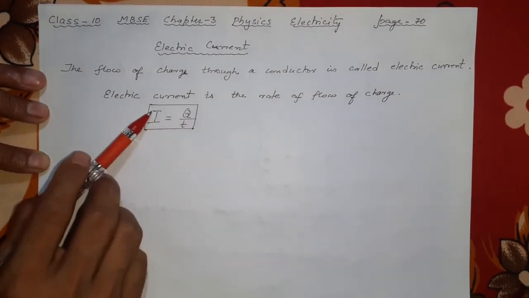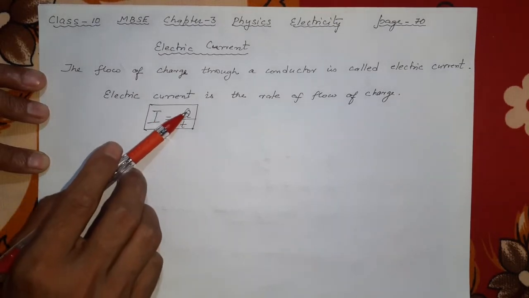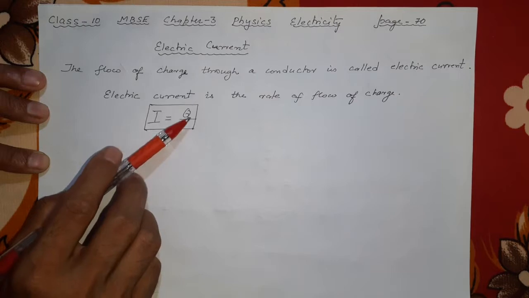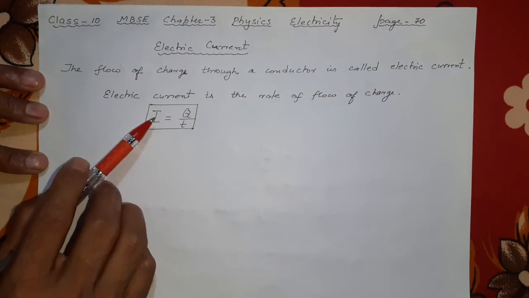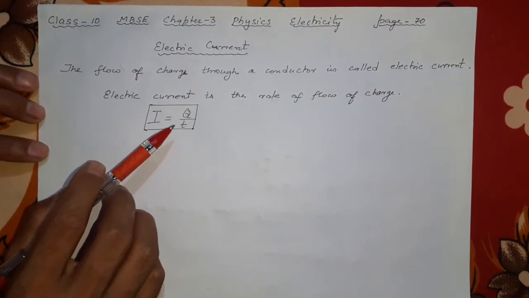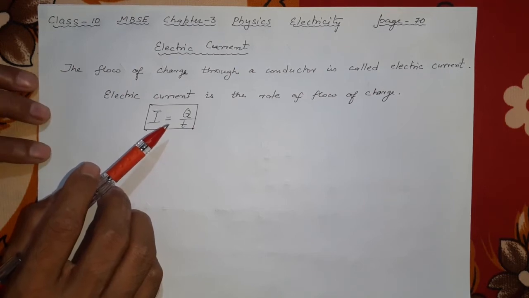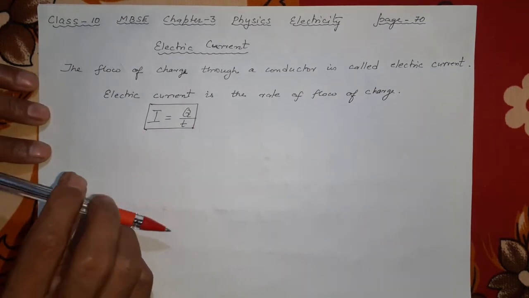That means it is just like speed. Speed is distance by time. Just like that, current is charge by time. If that charge takes a very long time to flow, then you will say that current cannot be that high. It depends on the time it takes to flow, the speed with which the charge flows.